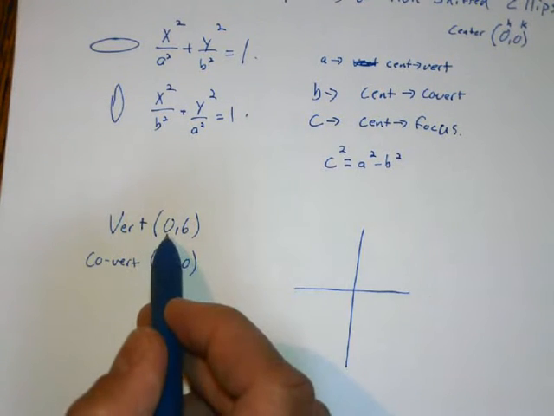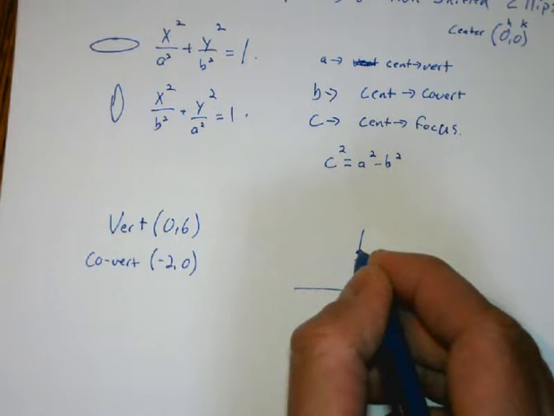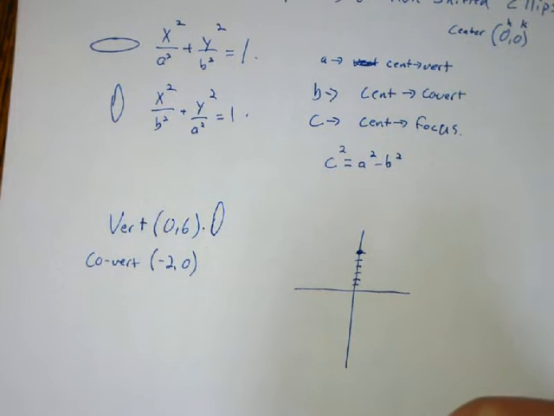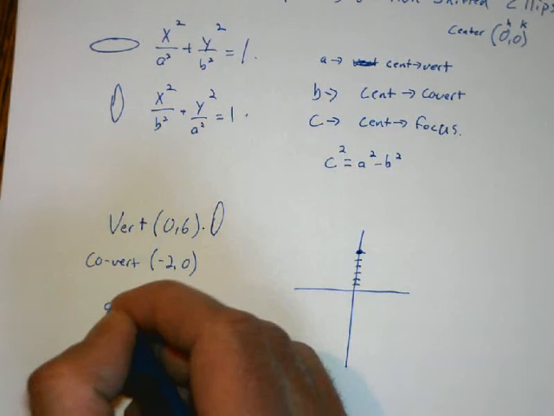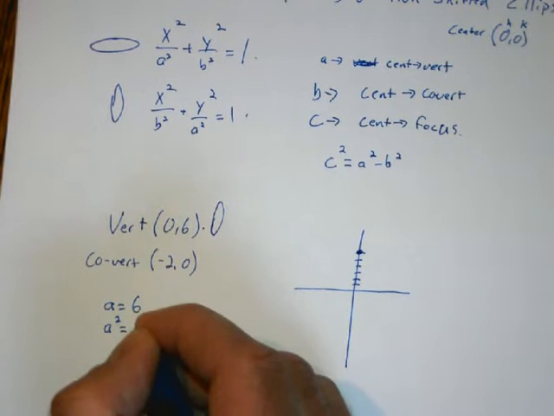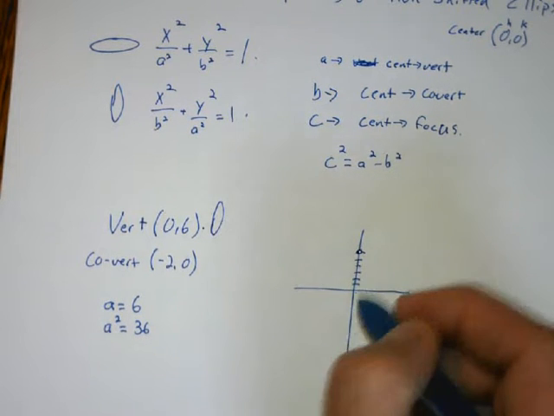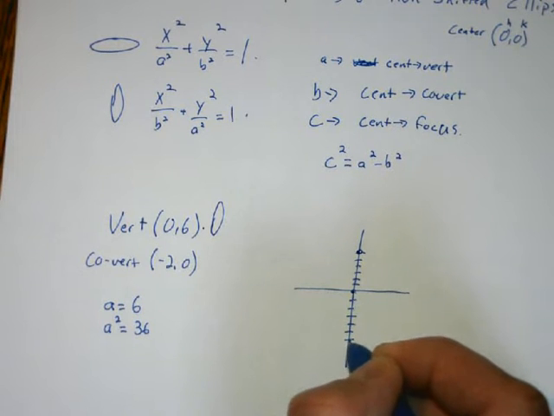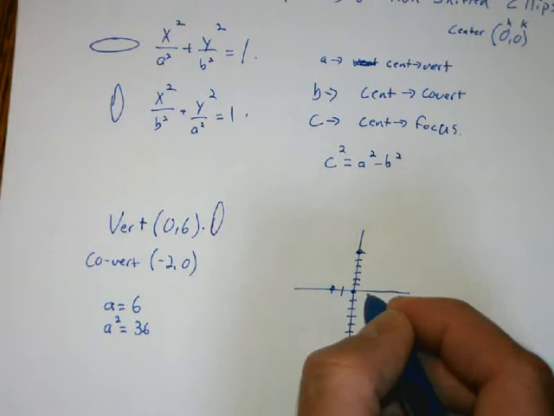Vertex at (0, 6), so that means my vertex went up: 1, 2, 3, 4, 5, 6. So right away, my vertex is up. That means it's being stretched up and down. So if I have one vertex, that means your A value is 6, which therefore means that my A squared value is 36. So if I have an A value of 6 going up this way, my center is at (0, 0), that means there has to be another one at -6.